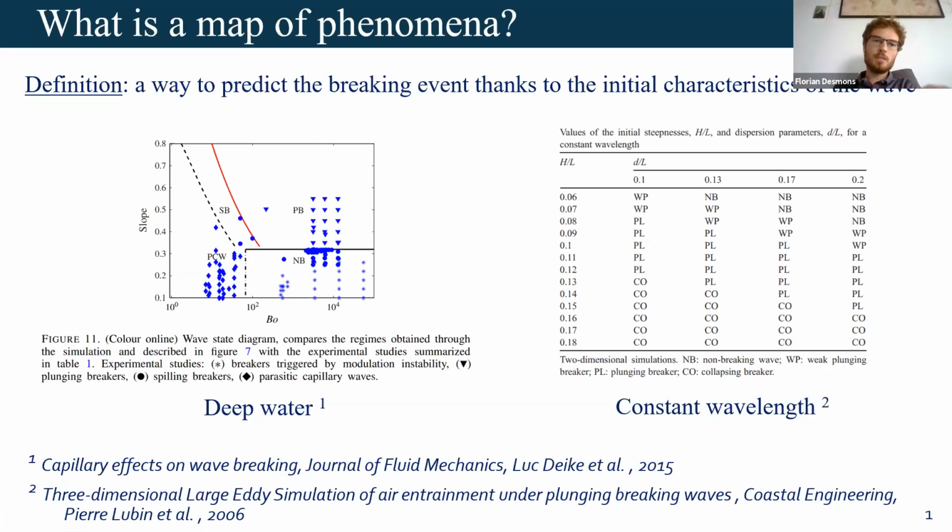It represents the different types of breaking thanks to the slope and the Bond number, but it only focused on deep water. On the contrary, the second map of phenomena, which was created by Pierre Lubin, my thesis director, only focused on the wavelengths, but there is a variation of the water depths. So I decided to mix them together and create 3 different maps of phenomena with a modification of the slope, of the wavelengths, but also of the water depths.